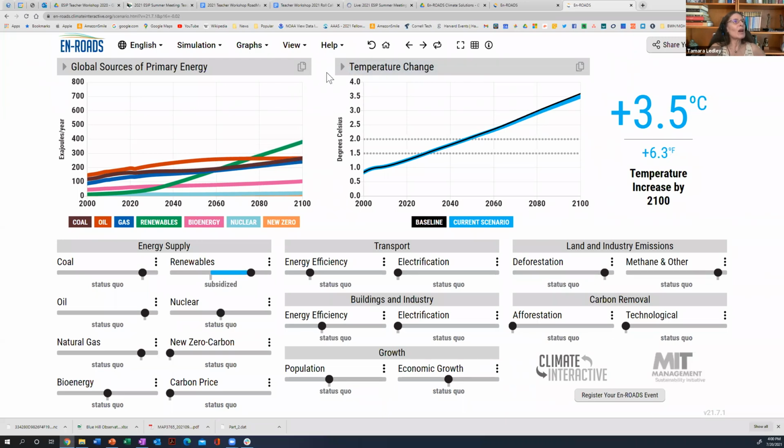All right, so the green line went up significantly. Let's replay that. You can see that oil, coal, and natural gas came down while renewables go up. But also notice when most of that actually occurs: almost nothing is impacted between 2020 and 2040. Most of it is between 2080 and 2100. And we've gotten it down from 3.6 to 3.5, or 6.5 Fahrenheit to 6.3 Fahrenheit.